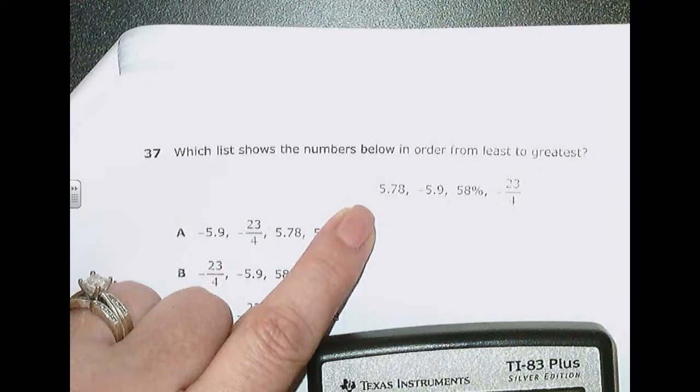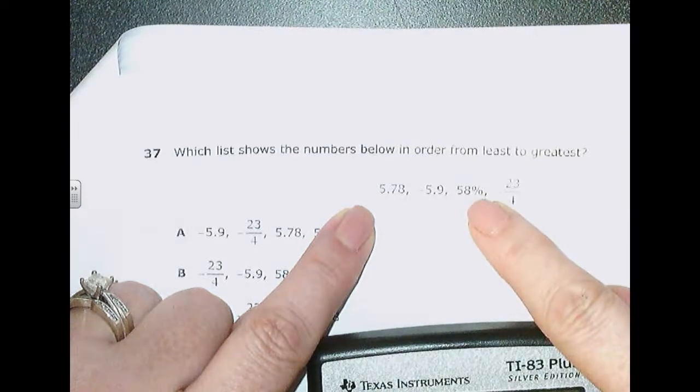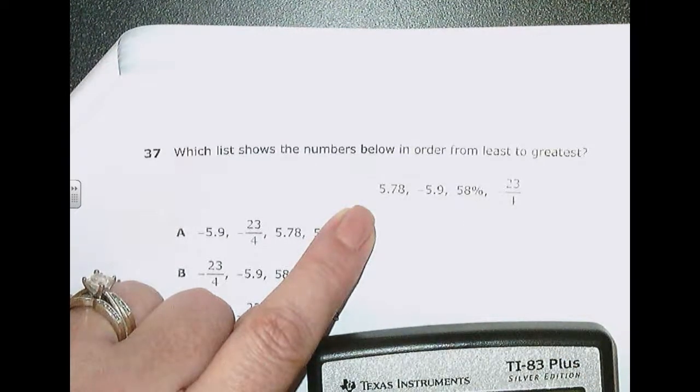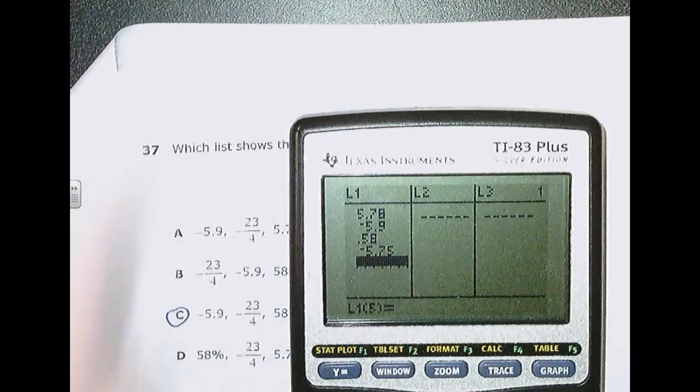negative 5.9. How do you write 58%? It is not 58. How about 58 divided by 100? Because that little 1 and that 2 zeros there is a pretty good hint. And how about parenthesis negative 2/3 divided by 4? I kind of like my negatives on the inside. And there is my answers.